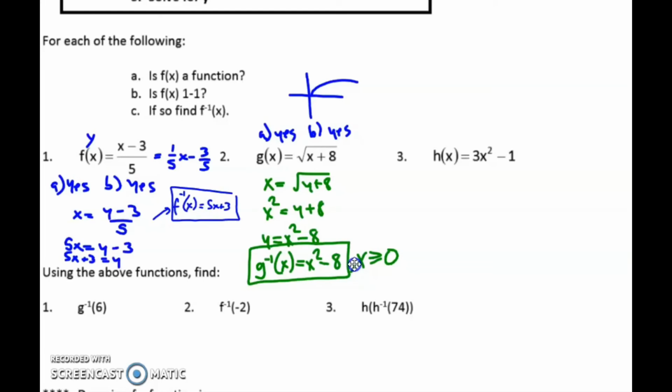Okay, question number 3, h of x equals 3x squared minus 1. Remember, is it a function? So that's a simple parabola shifted down 1 with a dilation of 3. So yes, it's a function, it passes a vertical line test. B, is it 1 to 1? Does it pass a horizontal line test? No. So if it's not 1 to 1, there's no inverse.